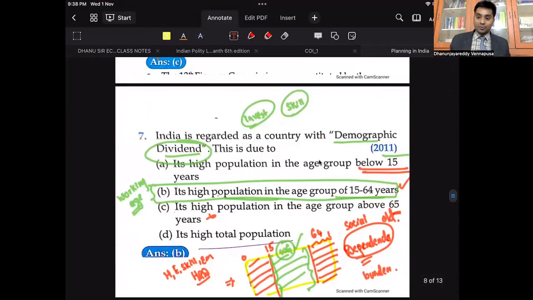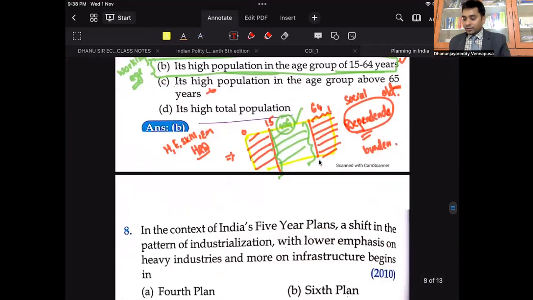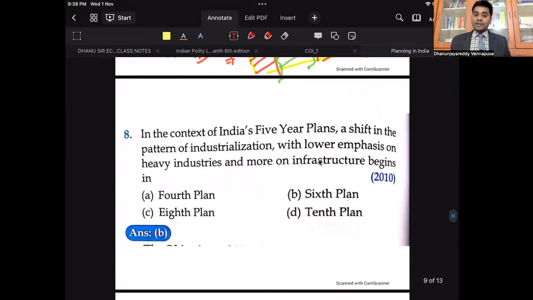The seventh question I have already done. What is demographic dividend? Right? Next one. In the context of India's 5-year plans, a very important question: a shift in the pattern of industrialization with lower emphasis on heavy industries and more on infrastructure has begun in which year?